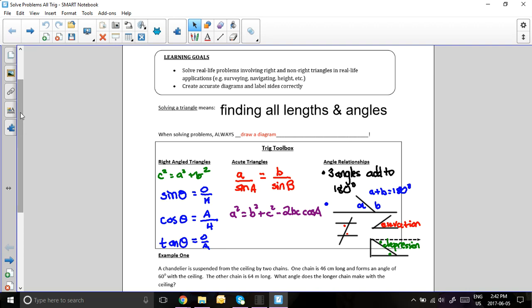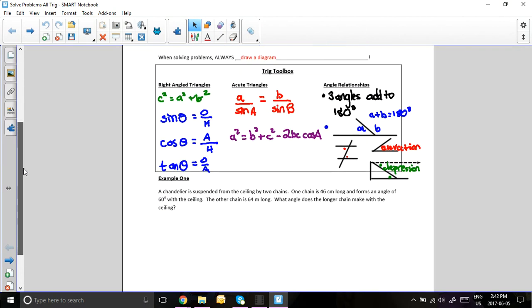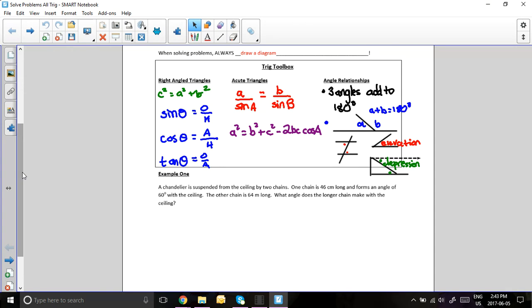So here we go. First of all, just a reminder that solving a triangle means finding all lengths and angles. And when you're solving a problem, you always want to draw a diagram. So I've created this trig toolbox for you. I would encourage you to pause the video at this time and copy everything down, and then just listen as I talk about it once you have that done.